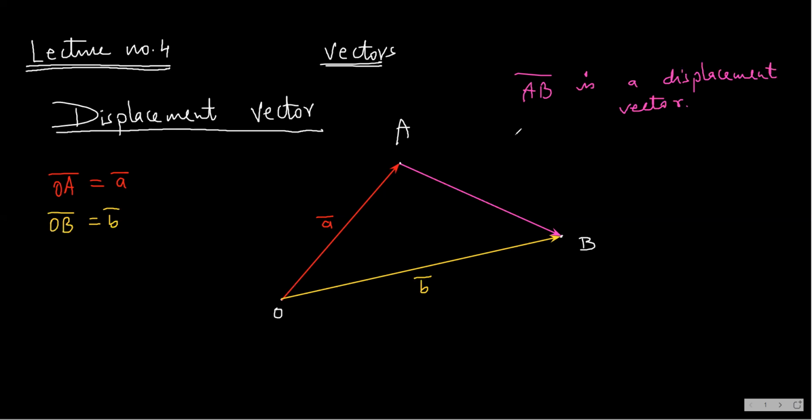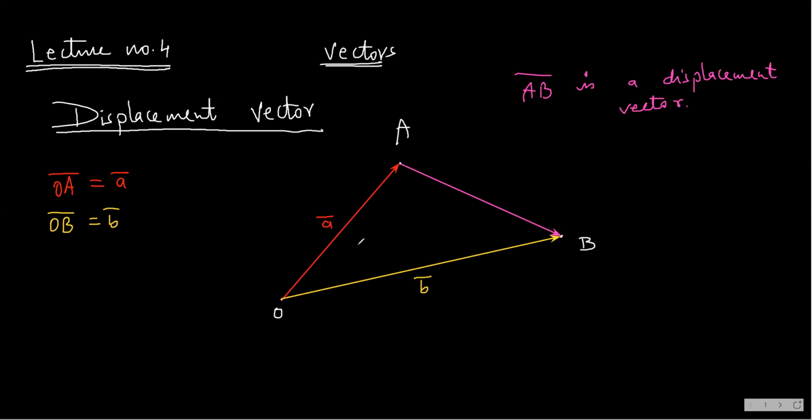What is important in a displacement vector is that point A and point B, which are the initial and terminal points of AB bar respectively, none of them is the reference point. Try to understand. AB bar has initial point A and terminal point B. Neither A nor B is a reference point. The reference point is here, which is O. I call AB bar a displacement vector.